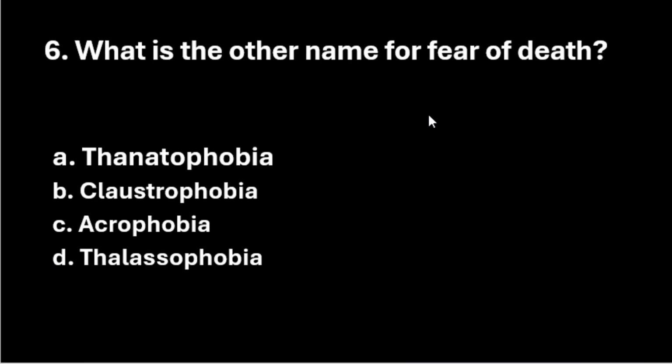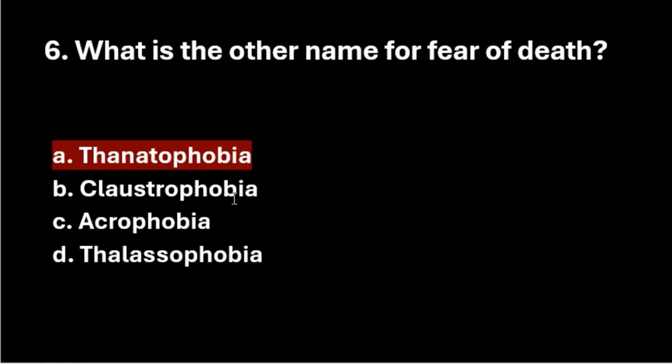What is the other name of fear of death? Thanatophobia, claustrophobia, acrophobia and thalassophobia. I think you already had a session here. Fear of death is thanatophobia. Claustrophobia is the fear of closed spaces. Acrophobia is the fear of height. Thalassophobia is the fear of sea travel.